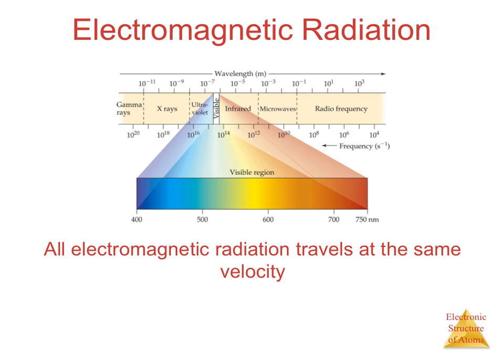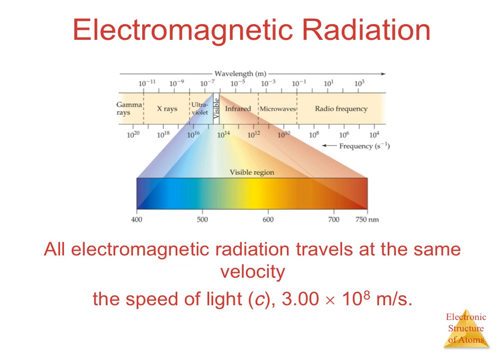As it turns out, all electromagnetic radiation, doesn't matter whether it's gamma rays or radio waves or yellow light, moves at the same velocity. And that velocity you need to know, actually it's on your equation sheet, is 3 times 10 to the 8 meters per second. And the symbol that's used for that is a lowercase c.